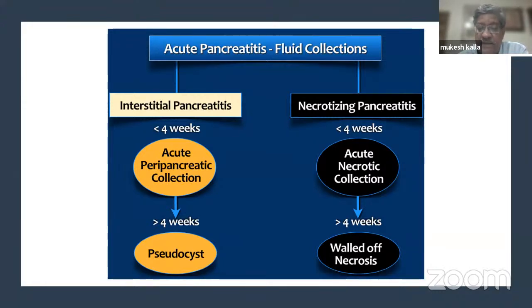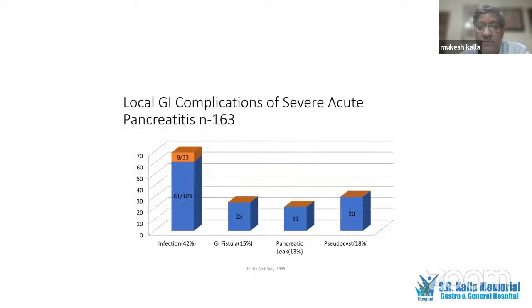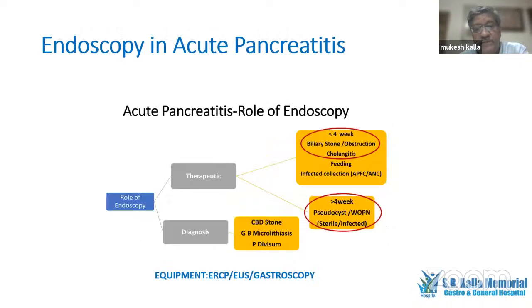Now, the major paradigm shift is about the definitions and approach to these two situations. This is a picture diagram of how things happen. In milder disease, you have a side duct disruption or a major duct disruption causing pseudocyst. But when you have necrosis, you invite the risk of walled-off necrosis. Other complications of severe acute pancreatitis are infections, fistulae, pancreatic leaks, and pancreatic pseudocyst.